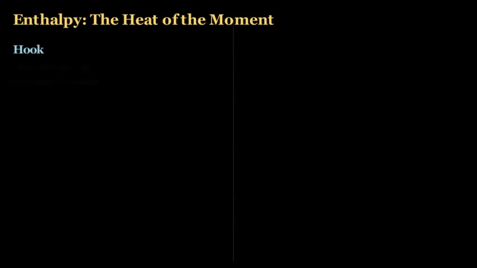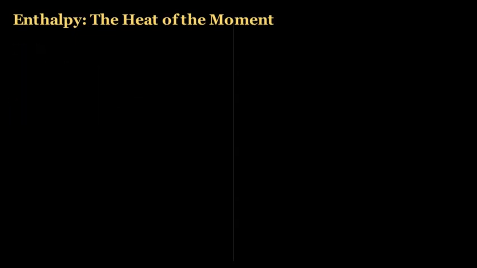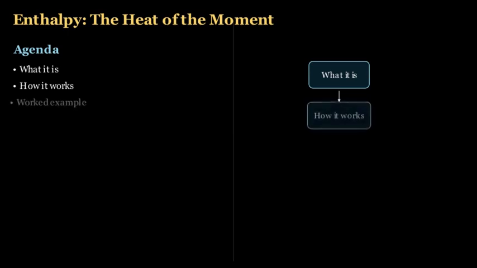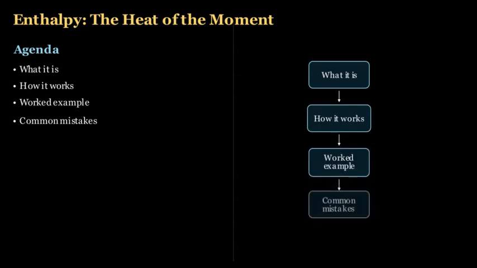If you try to measure the total heat inside a cup of coffee, you can't. It's impossible. Yet chemists predict exactly how hot a reaction will get every single time. They do it with a clever idea called enthalpy. We'll start with what enthalpy actually is, a way to track heat in a reaction. Then we'll see how breaking and making bonds acts like a seesaw of energy. After that, we'll work through a real example, and finally clear up a couple of mistakes that trip people up.